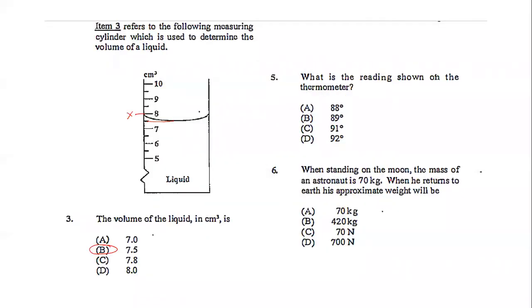When standing on the moon, the mass of an astronaut is 70 kg. When he returns to Earth, his approximate weight is going to equal to, so we're using the formula W is equal to mg. So that will be 70 times 10, which is 700 newtons. All right, so I'm seeing a lot of D's there. So yes, everybody's sending D. You're correct, yeah.